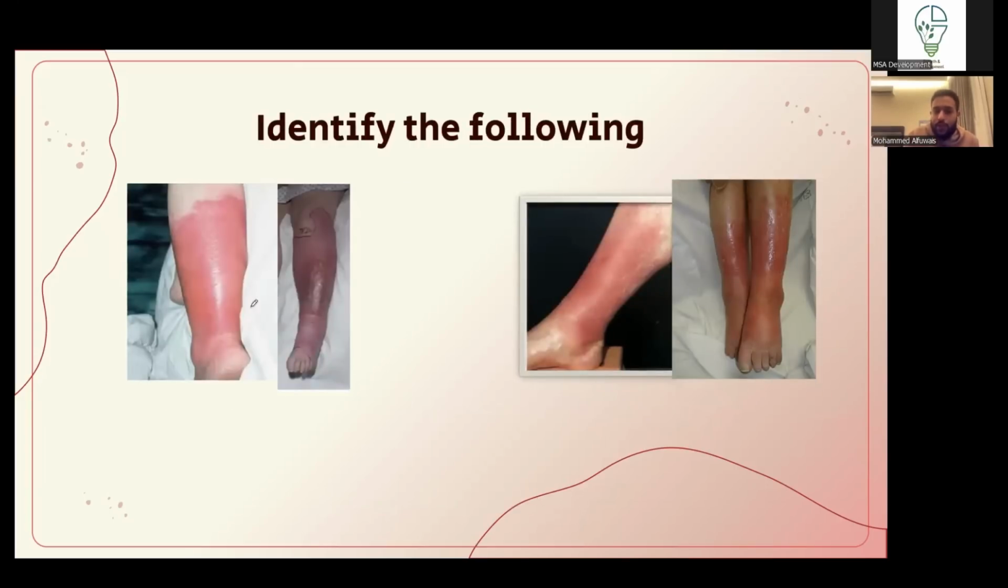Now we have two diseases. We have this infectious skin disease that is well demarcated. What is this called? Erysipelas. What is the organism causing erysipelas? Strep pyogenes. Strep pyogenes causes erysipelas, more associated than staph.